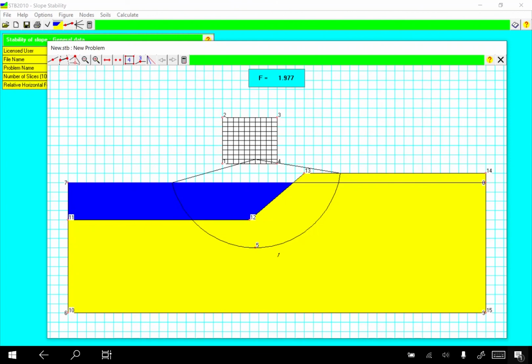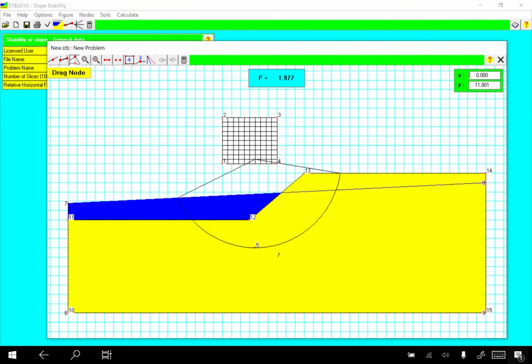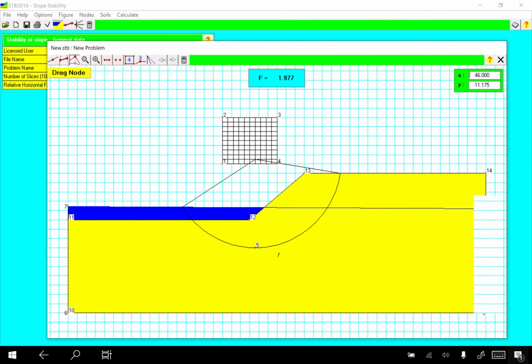And let's make a few changes. For example, we want to change the location of the water table to see what's going to happen. We can do it in different ways. One way is to click this drag point button. You can see that there's a drag node. If you click it, then you can move the location of any point. Let's move point 7 and point 0 and lower the water table a little bit. Each time we want to drag a point, we need to click the drag point button first. Let's move point 0.